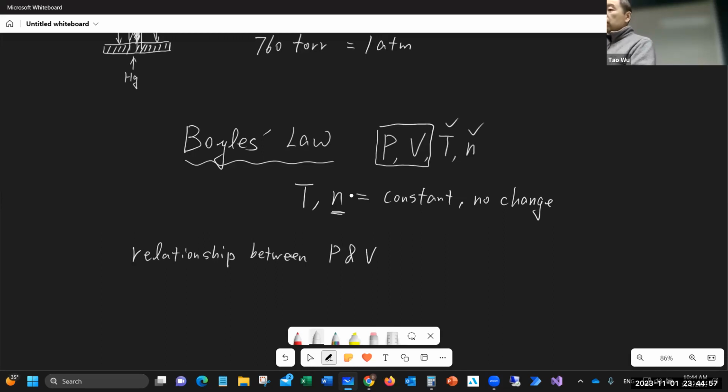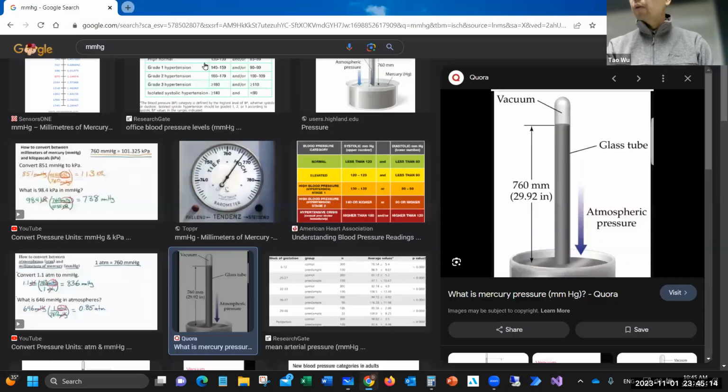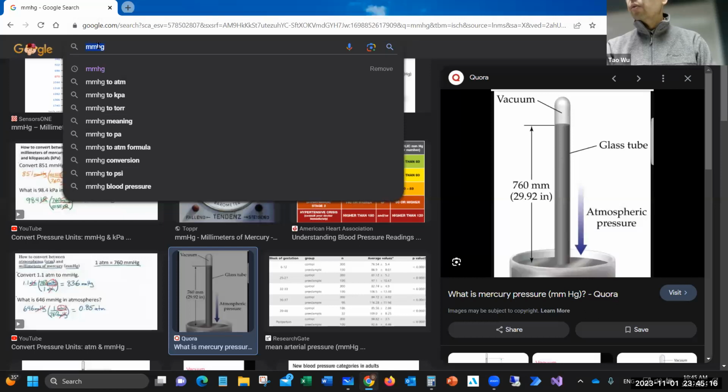They talk about if we change the pressure, how the volume changes. If we increase the pressure, what is the volume change? If we decrease the pressure, how does the volume change? So this is about the relationship between pressure and volume. I'm going to show you one demonstration so we can learn it.